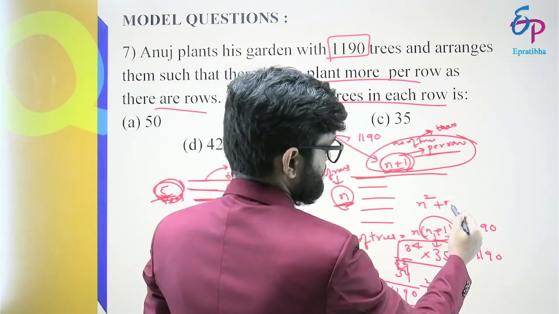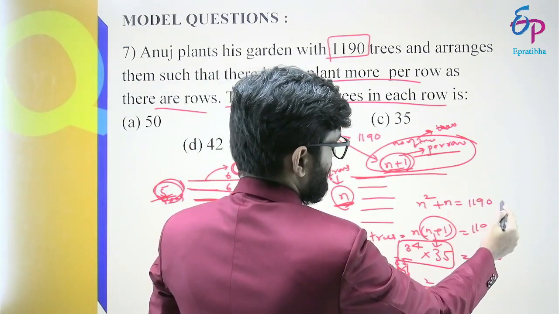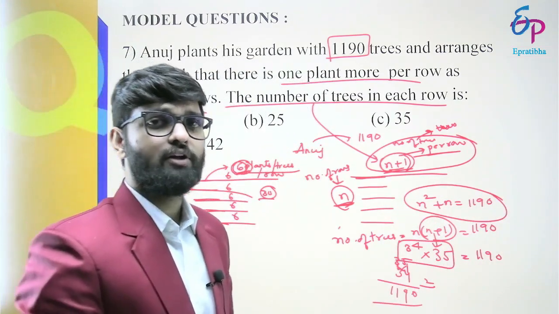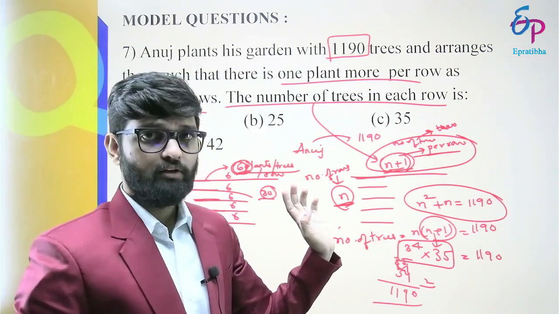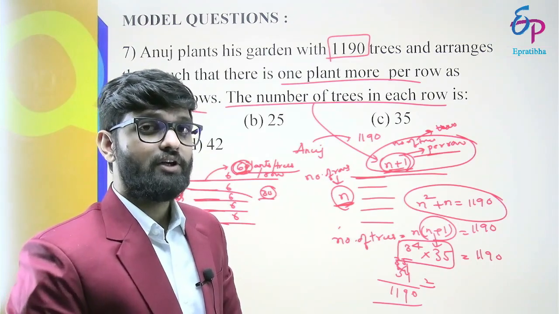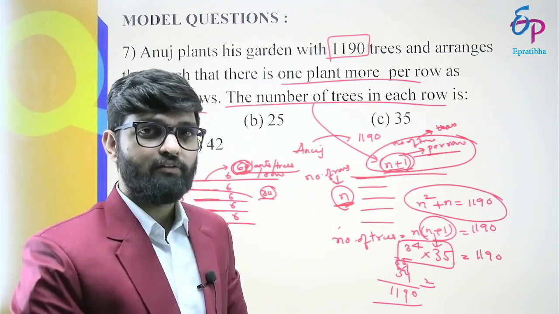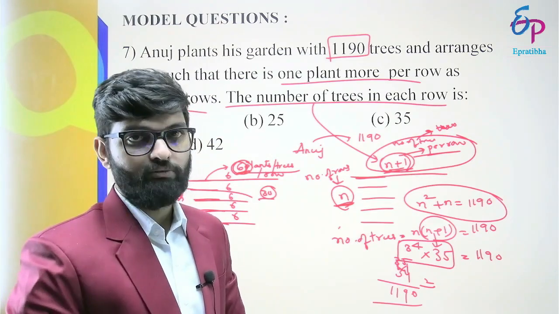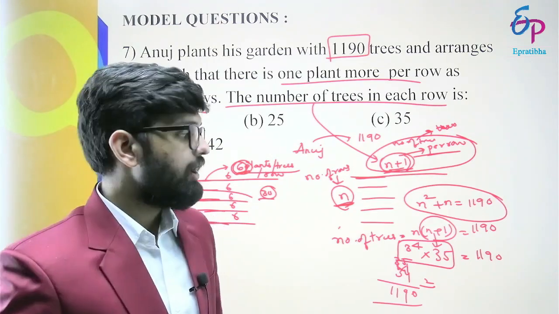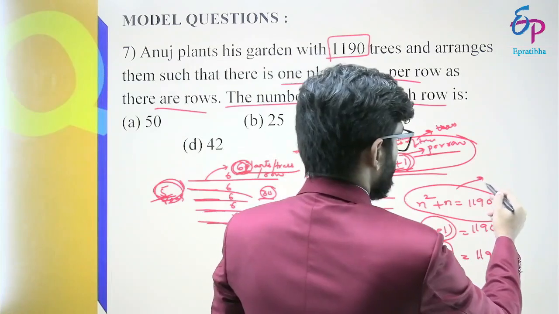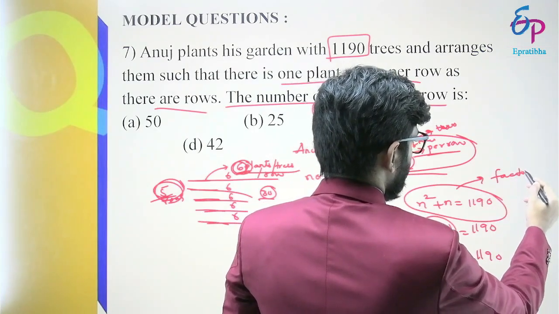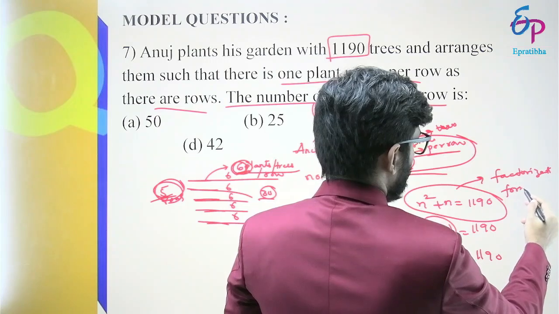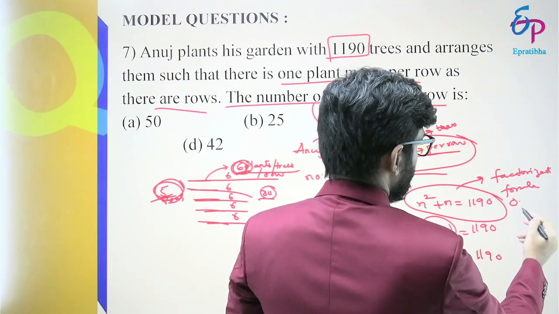N square plus n is equal to 1190. How to find out the n value? How to get the roots of the quadratic equation? That we'll see in the algebra. It is nothing but minus b plus or minus root of b square minus 4ac by 2a, or you can go with the factorization method. There are 3 ways of doing it. You can go with factorization method, formula method, or option verification.